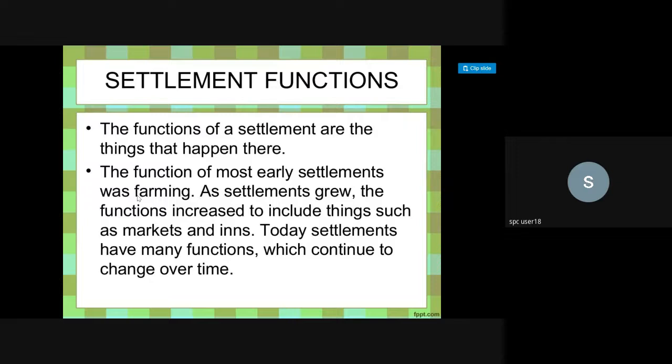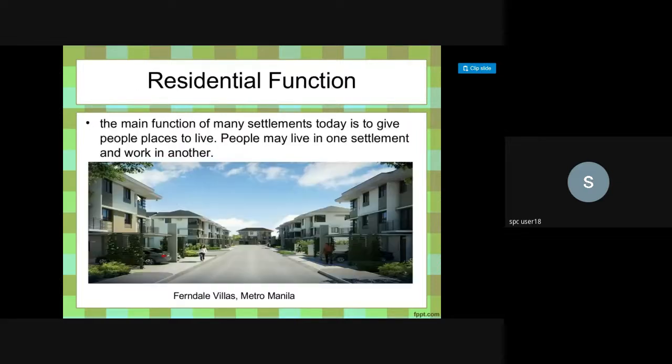Present settlements would have multiple types of functions as such. You would have something like this, a town in Manila, which is exclusively built for settlement purposes. You have such locations in Spain. You have such locations in China.